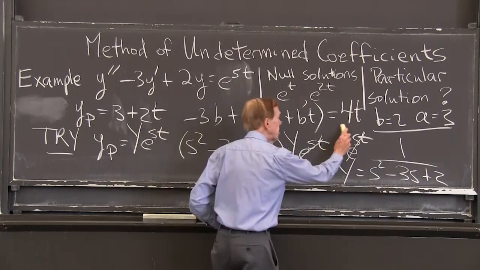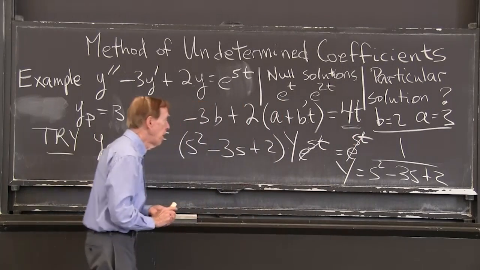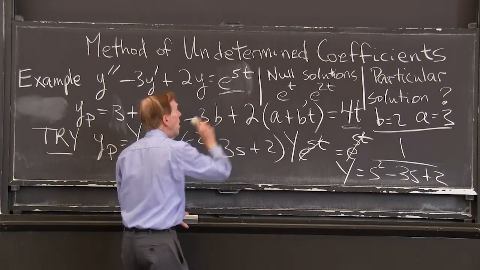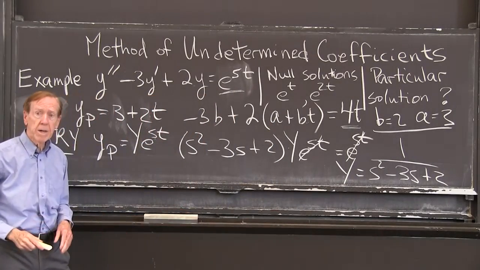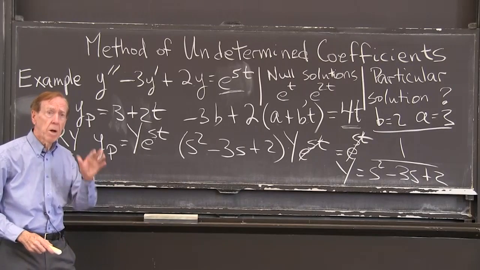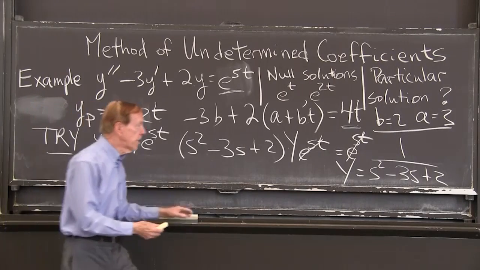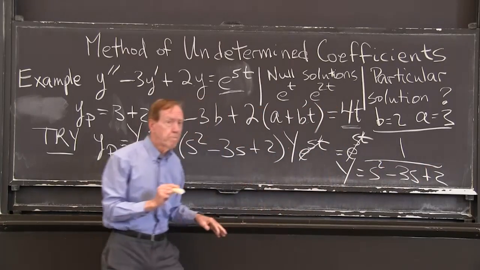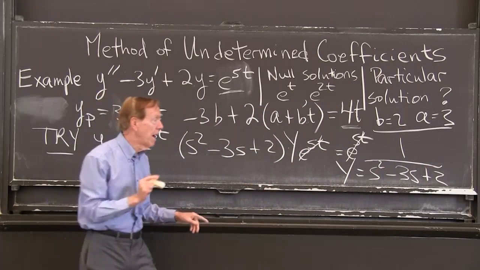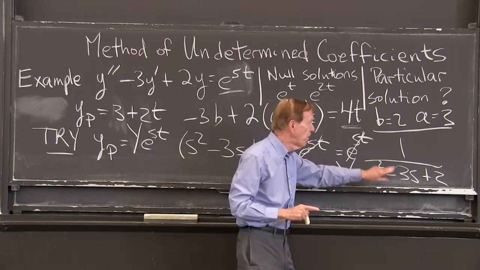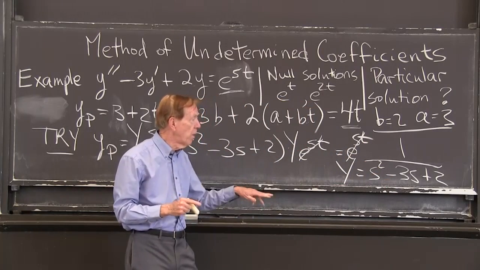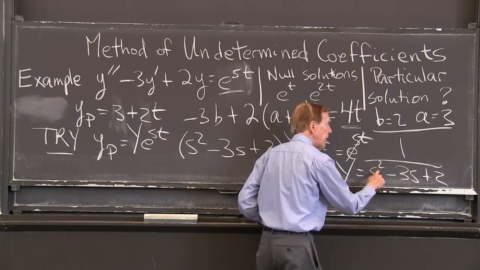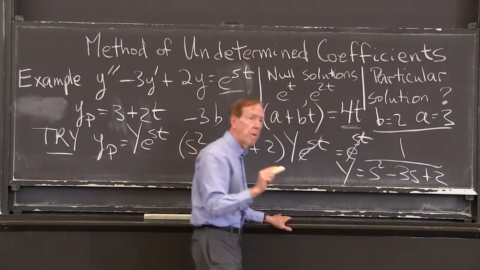So the nice functions are t, polynomials, e to the st, exponentials, sines and cosines. And you see this worked perfectly? Well, perfectly, except we have to be sure that we don't have 1 over 0. When would we have 1 over 0? If s is 1, this would be 1 minus 3 plus 2. That would be 1 over 0.